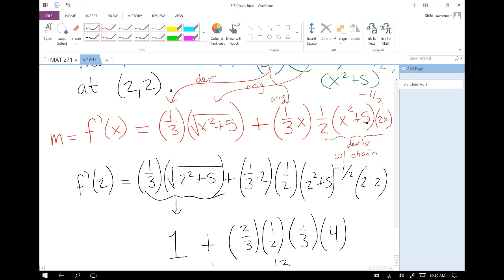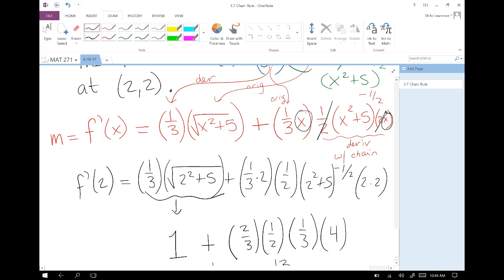I've got 1/3 x times x over the square root of x squared plus 5. The 2 and the half can cancel. Yeah, this half and this 2 could cancel. And that would just leave x. So you are going to have an x squared in the top, because there's an x here and there's an x here.